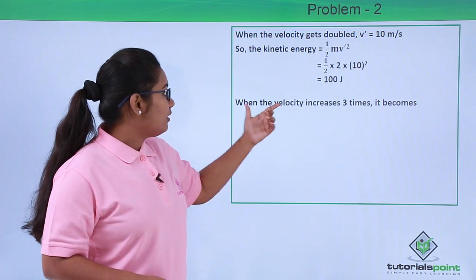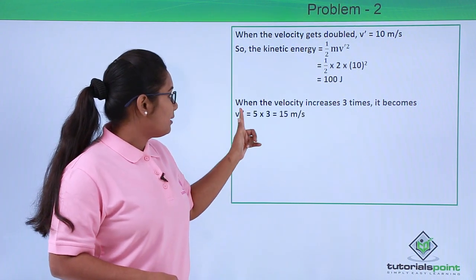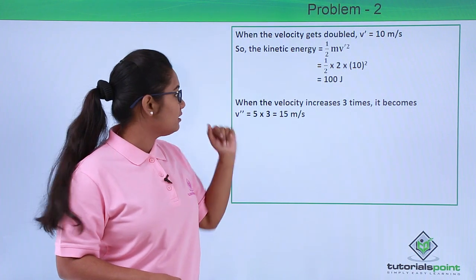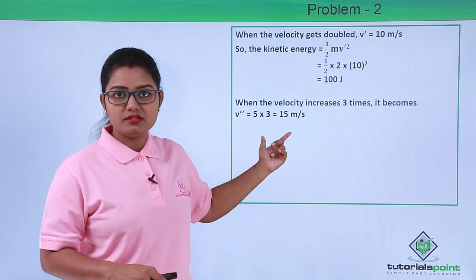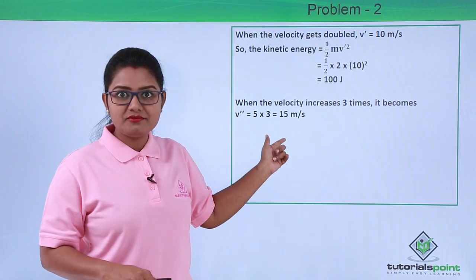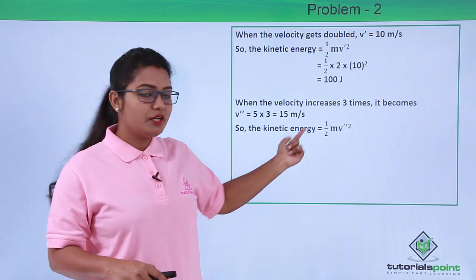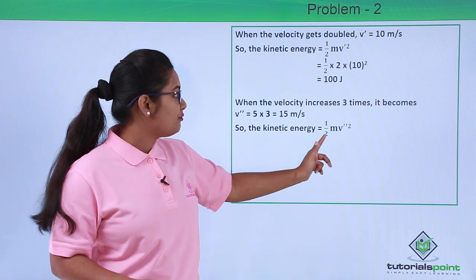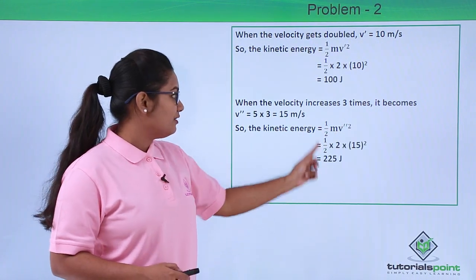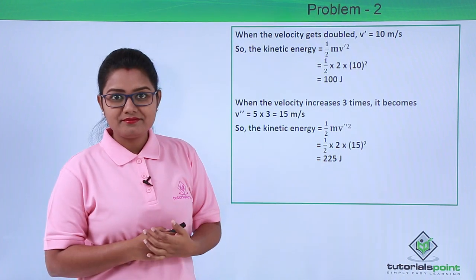And when the velocity increases 3 times, it becomes v double prime equals 5 multiplied by 3 equals 15 meters per second. So this is the new velocity of the body. So when this body is moving with 15 meters per second velocity, we can very well calculate what is the kinetic energy of the body by using the same formula, that is half m v double prime squared. On calculating this, we have the kinetic energy of the body to be 225 joules.